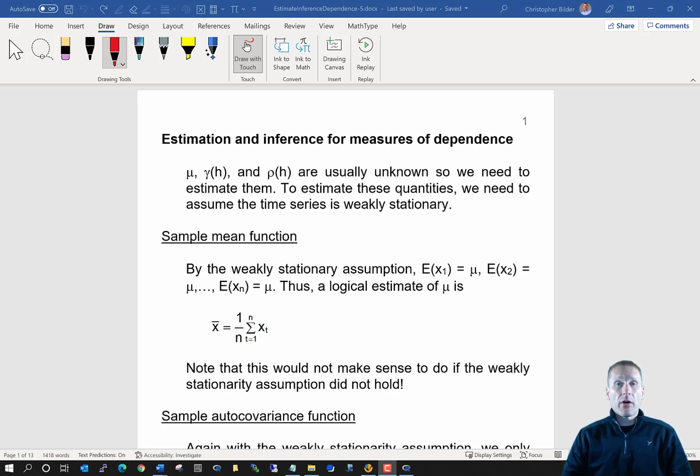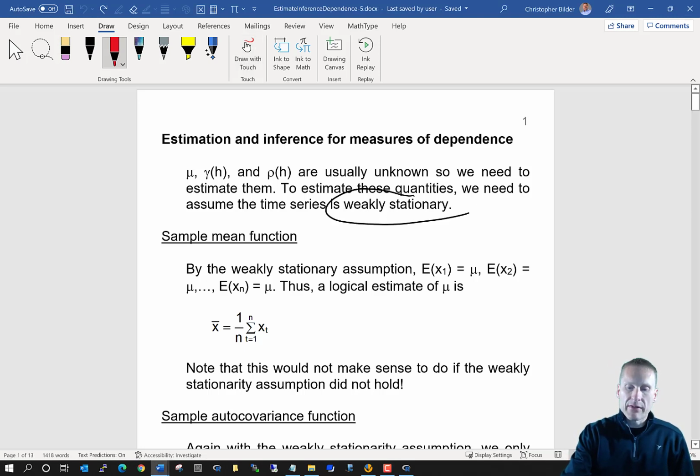We've spent some time talking about the mean function mu, the autocovariance function gamma of h, and also the autocorrelation function rho of h. Now, these quantities represent the true values, or you can think of it in a statistics context, the population values. These values will not be known in actual practice. So what we're going to need to do is take a sample so we can estimate these corresponding values. And that's the purpose of this subsection of the notes: how do we do the estimation.